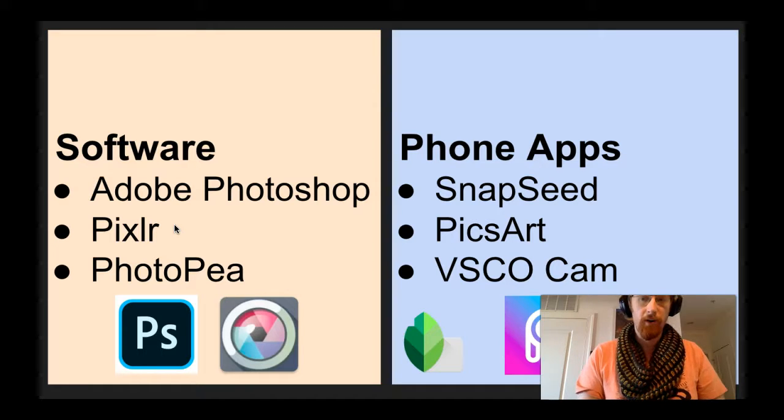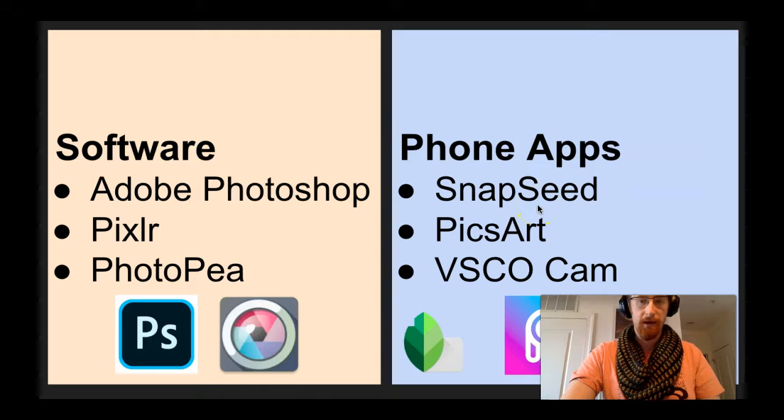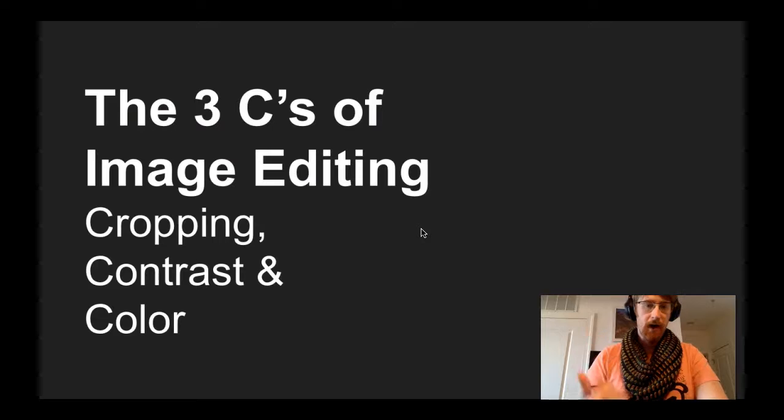If you're going to use your phone, I would highly recommend that you try one of these three, particularly Snapseed, which is made by Google and is for Android and iPhone. It has a lot of great filters built into it, as well as a lot of really powerful adjustment and retouching tools. So I would highly recommend that you download Snapseed if you plan on editing directly in your phone. So with that, I'm going to open up Pixlr and get into the three C's of cropping, contrast, and color.